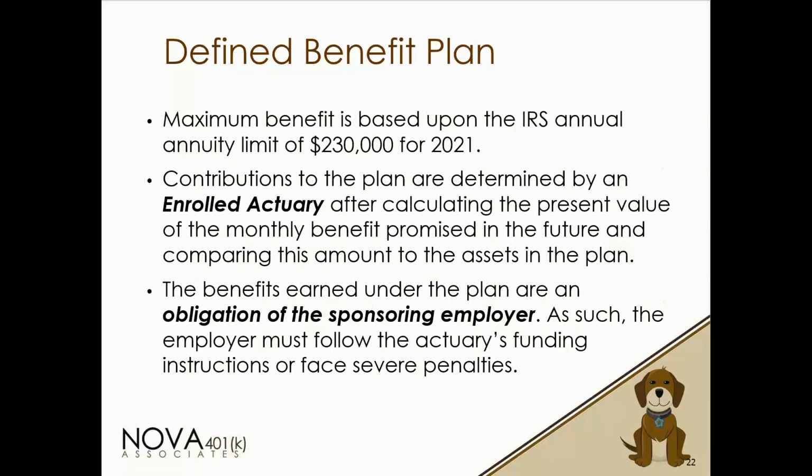Defined benefit. The maximum benefit is based on an IRS annual annuity of $230,000 for 2021. So that's an annuity amount. That's not the deduction. That's the benefit that can be funded for.